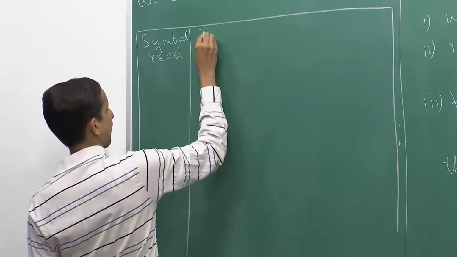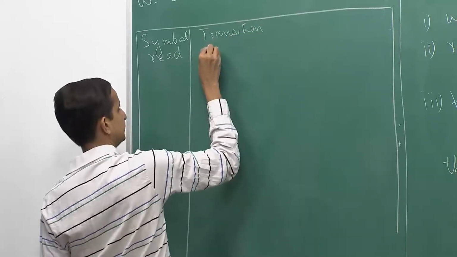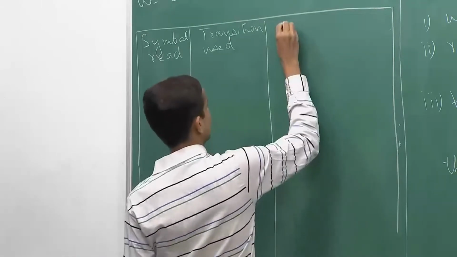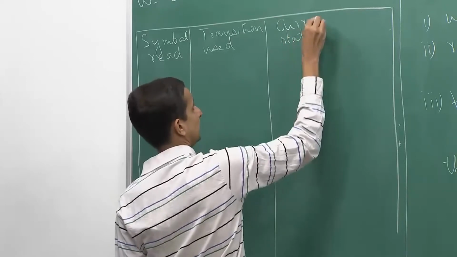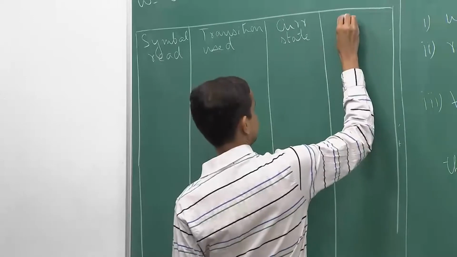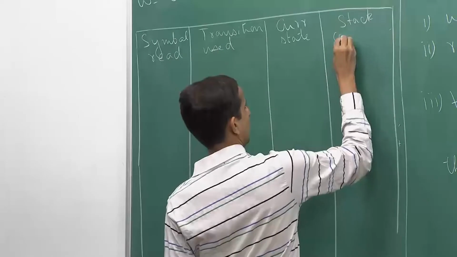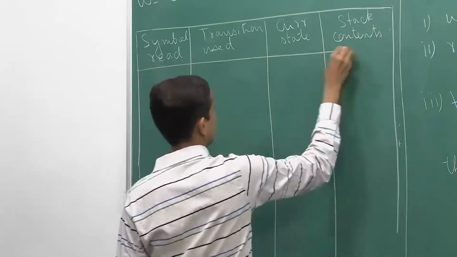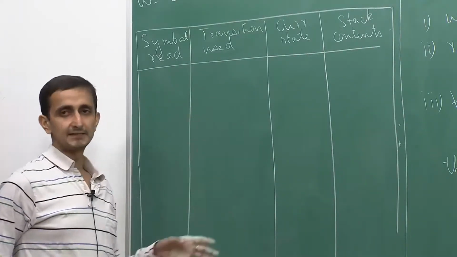Then the transition used, current state, and stack contents. Okay. So, these are the things that we will try to see.